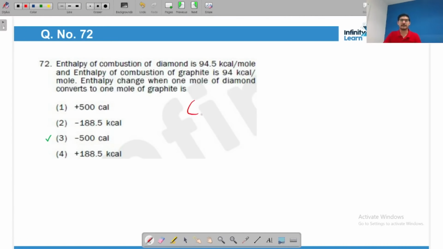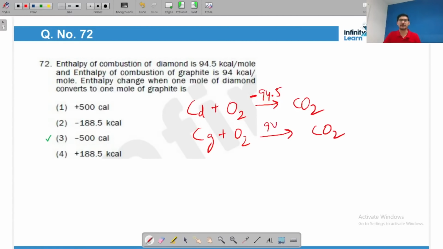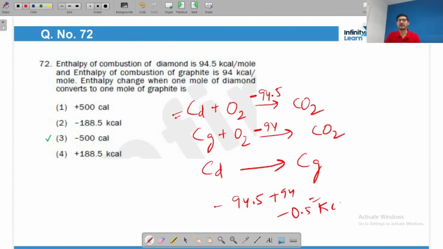Enthalpy of combustion of diamond. So we are burning diamond, and it is releasing minus 94.5, so it is releasing 94.5 kilocalorie of heat. Enthalpy of combustion of graphite involves the release of 94 kilocalorie of energy. Now you want to convert 1 mole of diamond into graphite. I will take the diamond equation as it is, and I will reverse the second equation, so minus 94 will become plus 94. So basically it will be minus 0.5 kilocalorie, which is minus 500 calorie.